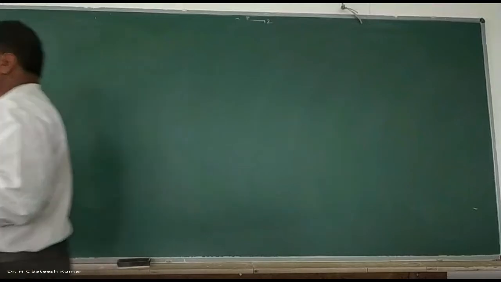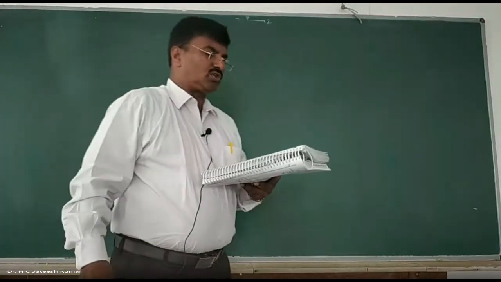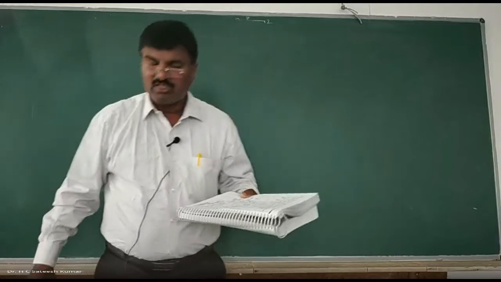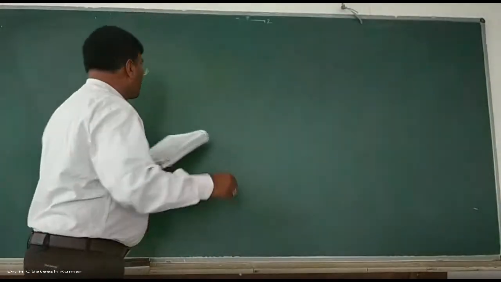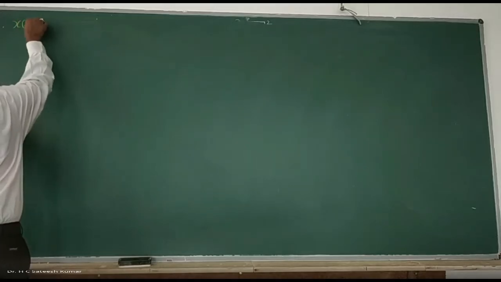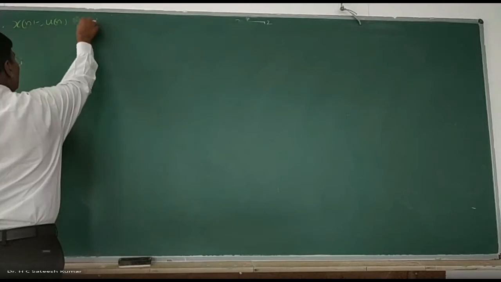I will repeat the question. By direct evaluation of convolution sum, determine the step response. Determine the step response means what? Input is what? u of n. Since it is discrete, x of n is equal to u of n, because step response is asked.